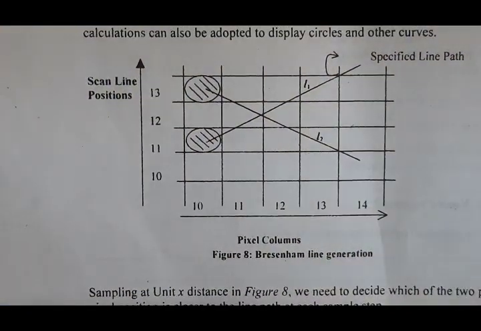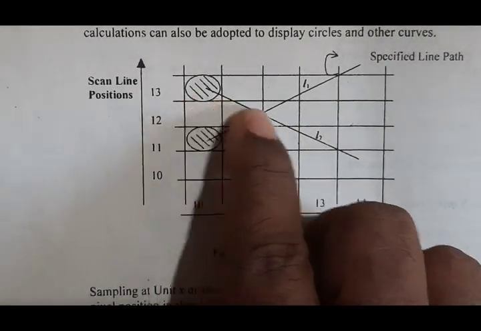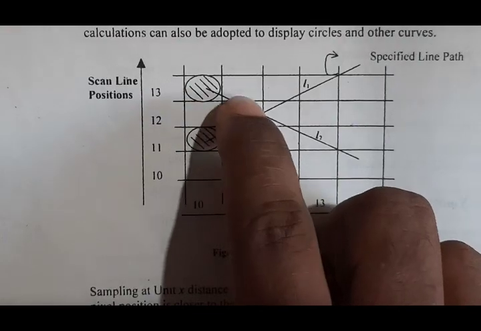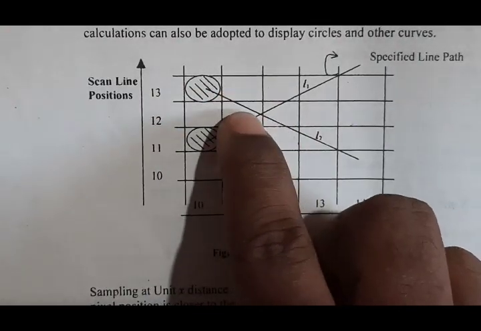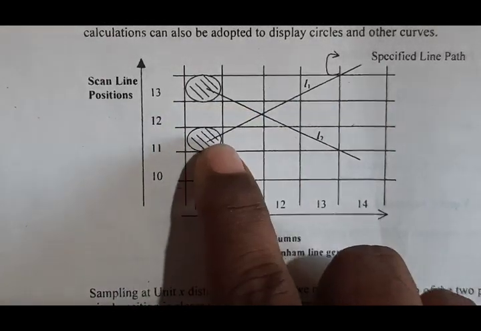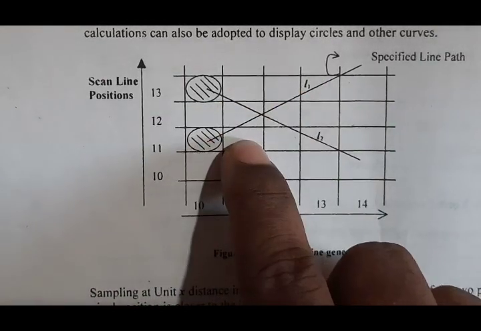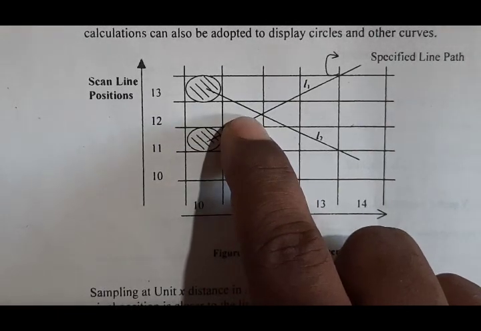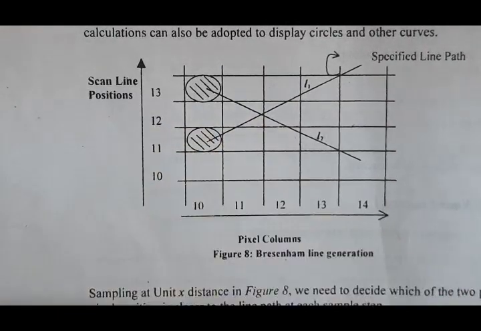if this is the line, this line passes through this pixel as well as this pixel. Correct, no? This line passes through this pixel or this pixel. So which pixel do you have to consider? That's the question. Similarly this line also passes through this pixel or this pixel. So which one do you have to consider? That's the question. So how to find?